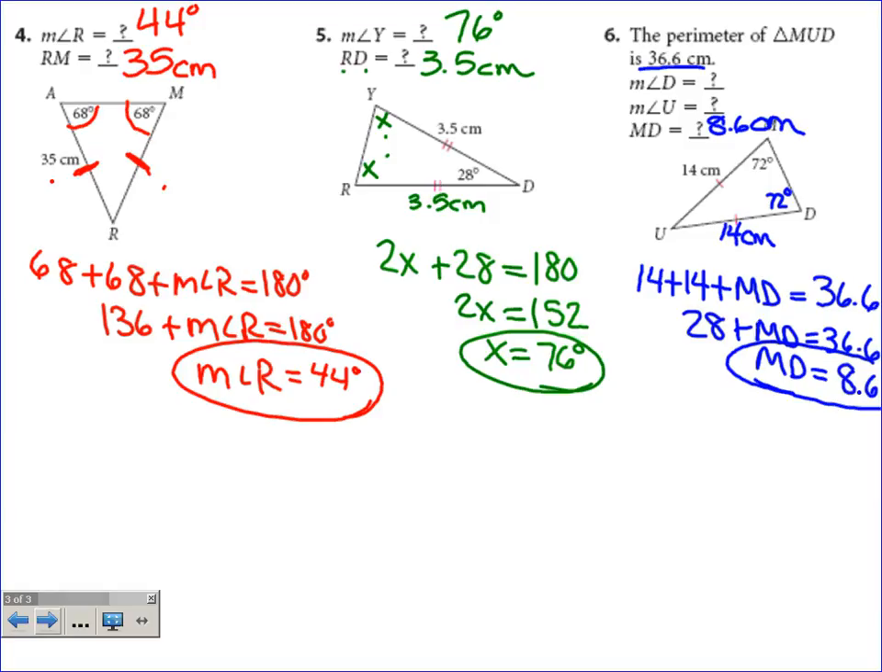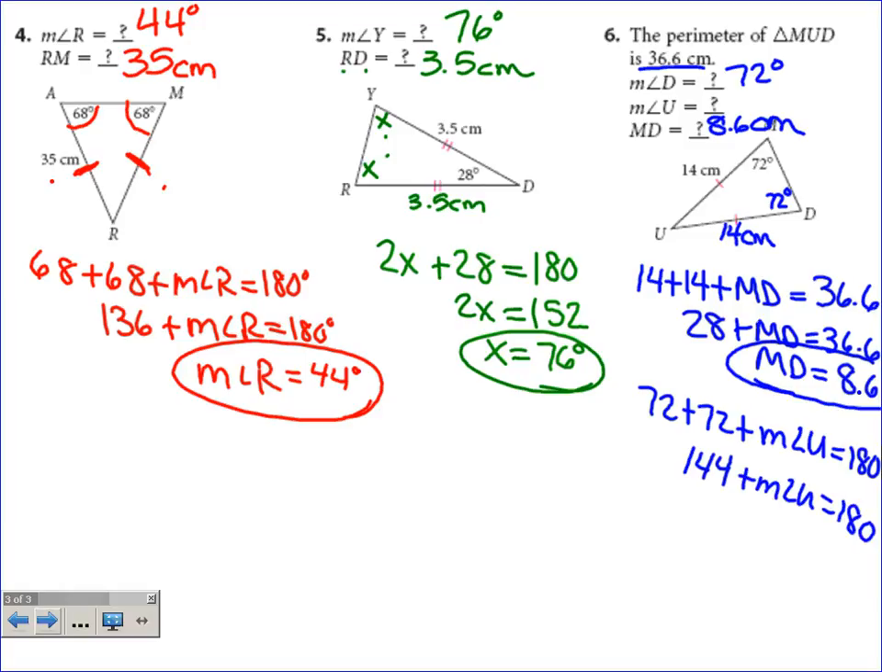The measure of angle D is pretty easy because we know that these two sides are congruent. We know the two base angles are congruent, so this is just going to be 72 degrees. The last thing we need to do is add these together, so we'd have 72 plus 72 plus the measure of angle U. That all has to equal 180 degrees. So that's 144 plus the measure of angle U equals 180. When I subtract 144 from both sides, the measure of angle U becomes 36 degrees. I'll also put that up here just to make sure that I know what's going on.